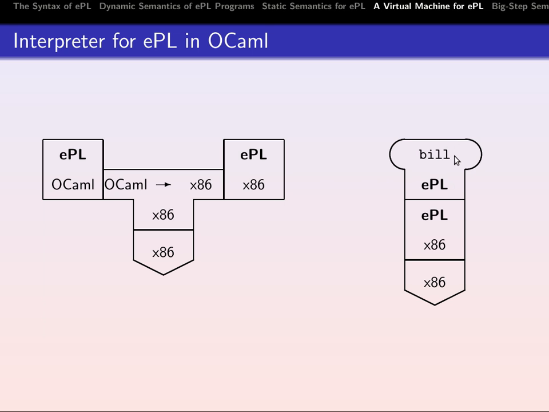Now we take that, given some file that is an EPL program, we take this box and plug it in here, and we use it, running on top of x86 hardware, to essentially evaluate the expression. All right?